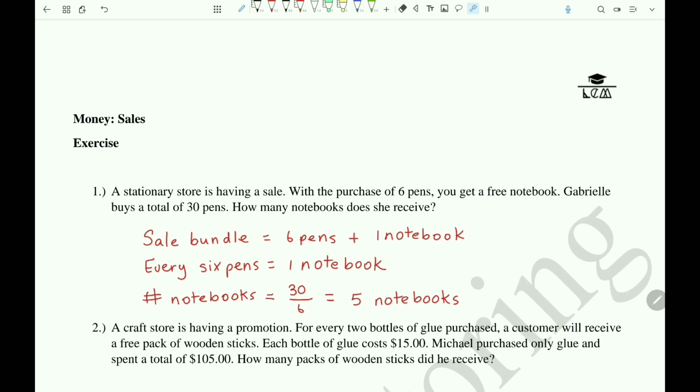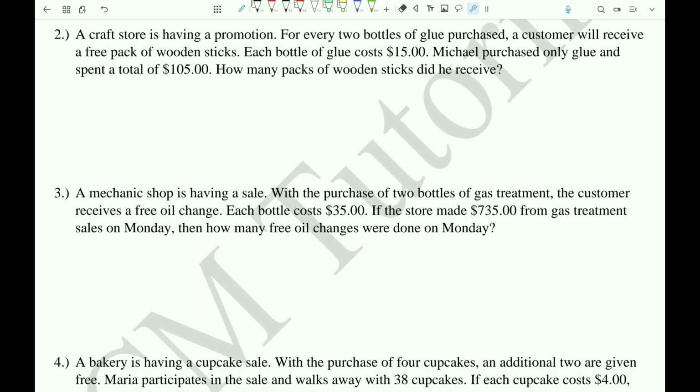So now let's take a look at question 2. Okay, so question 2 says, a craft store is having a promotion. For every 2 bottles of glue purchased, a customer will receive a free pack of wooden sticks. Each bottle of glue costs $15. Michael purchased only glue and spent a total of $105. So how many packs of wooden sticks did he receive?